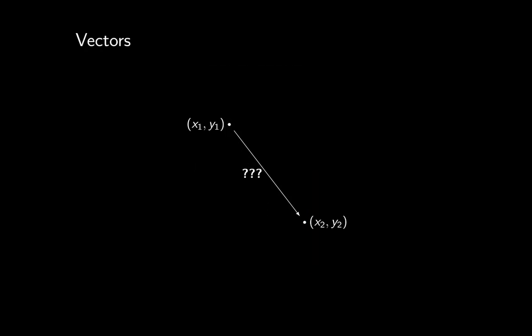More generally, if we translate from point x1, y1 to point x2, y2, then the change in the x-coordinate is given by x2 minus x1, and the change in the y-coordinate is given by y2 minus y1.